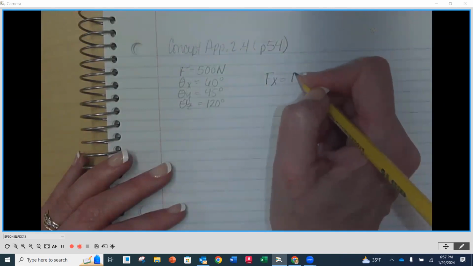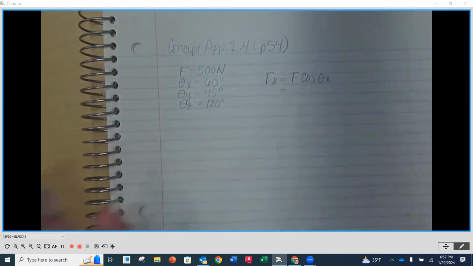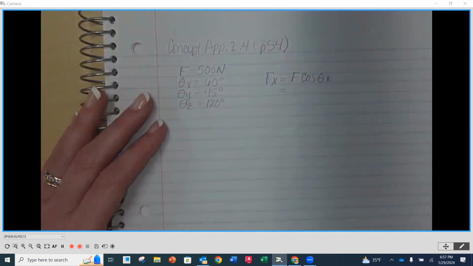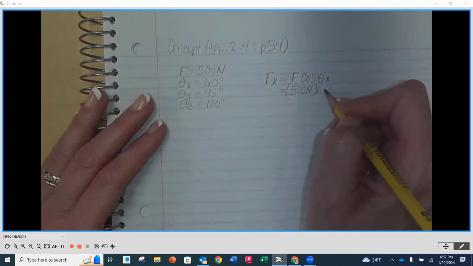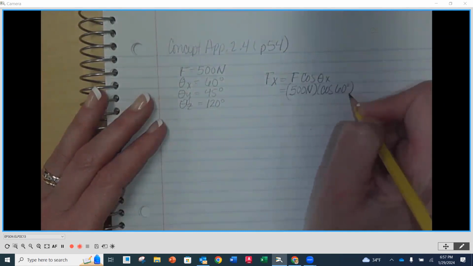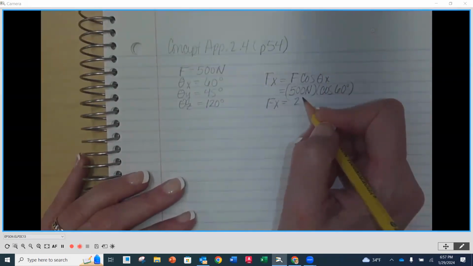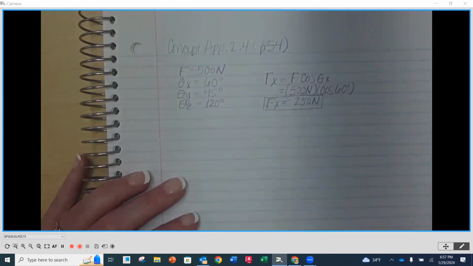So Fx is going to be equal to F times cosine theta X. Remember, we're always going to show our equations in variable form first, and then we're going to put the values down below with any units. So in this case, our force is 500 newtons times the cosine of 60 degrees. So my Fx should come out to be, cosine of 60, I believe, is 0.5, right? That's going to be 250 newtons, but do it on your calculator just to be sure. Make sure that you get the same answer.